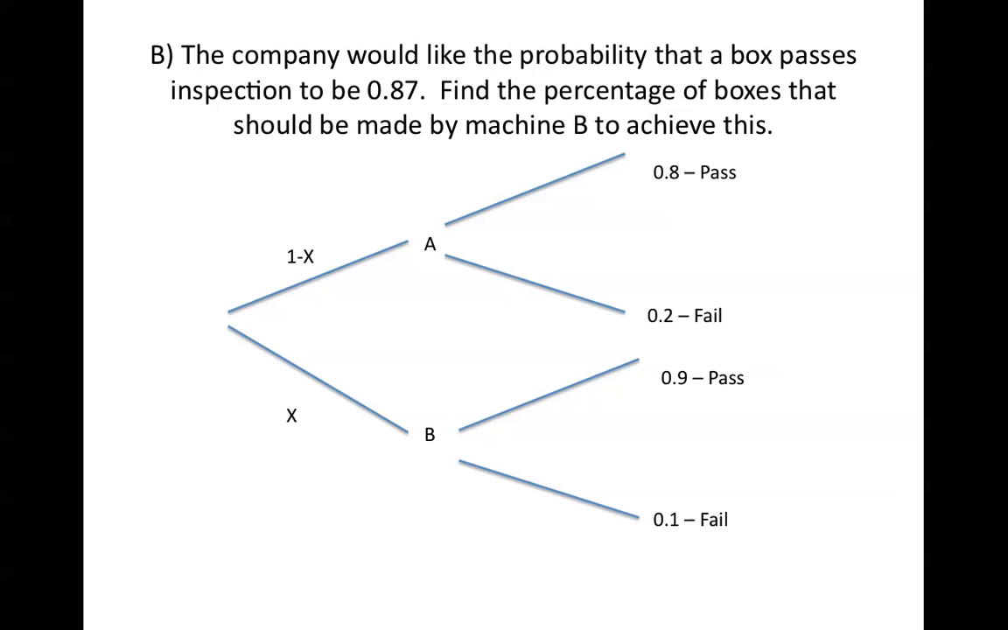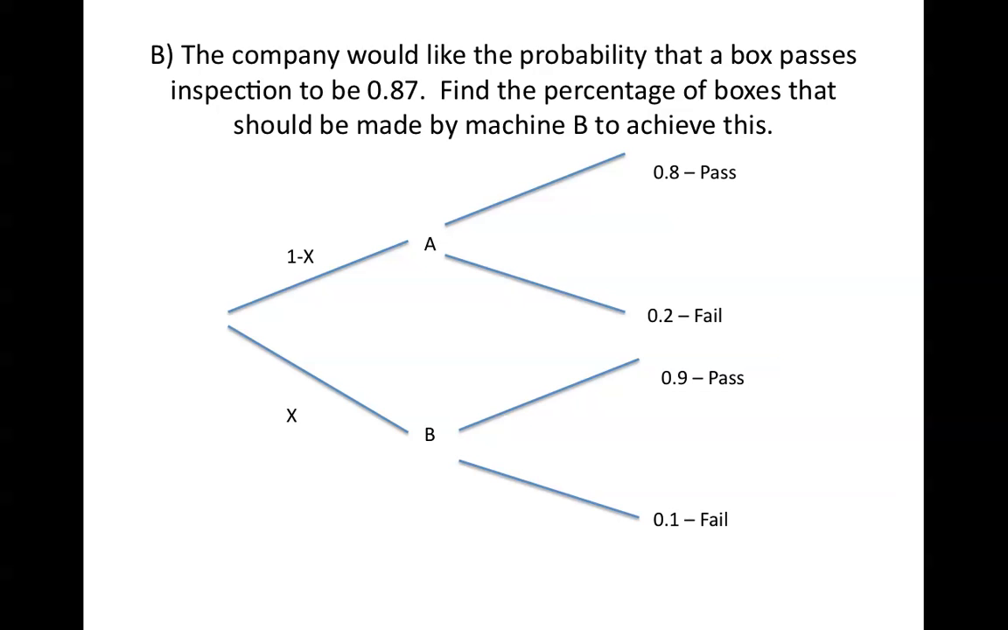So now part B says the company would like the probability that a box passes inspection to be 0.87. Find the percentage of boxes that should be made by machine B to achieve this. So as you can see here, we've set the percentage of boxes to be made by machine B as X, and therefore because A and B have to equal 1, we make the percentage of boxes made by machine A equal 1 minus X.